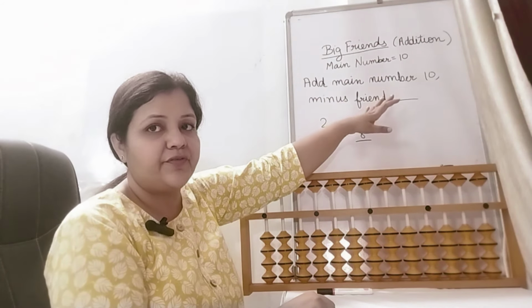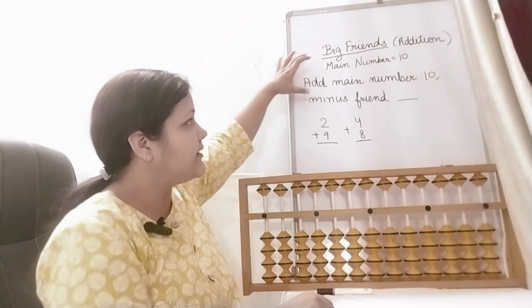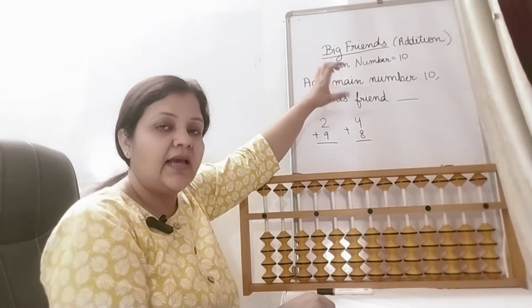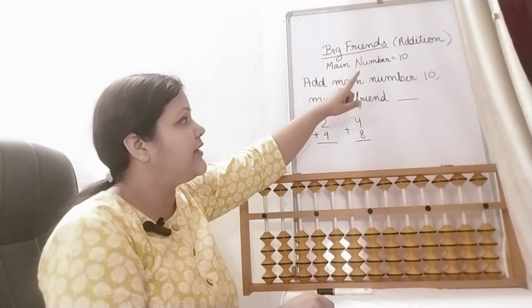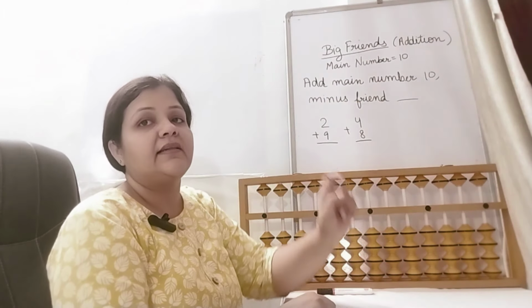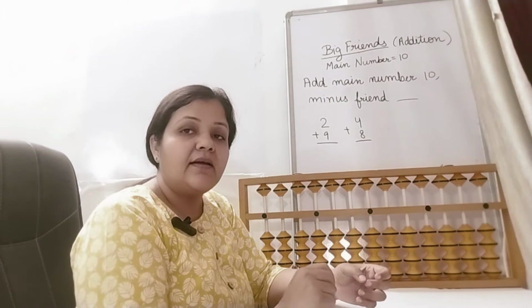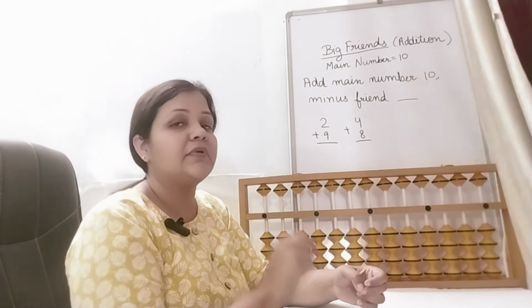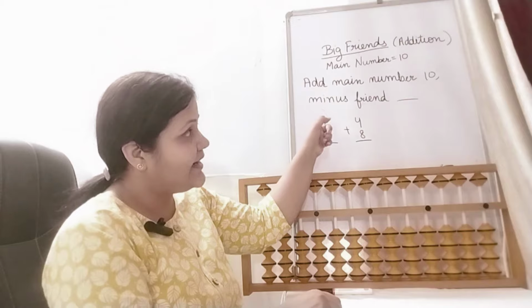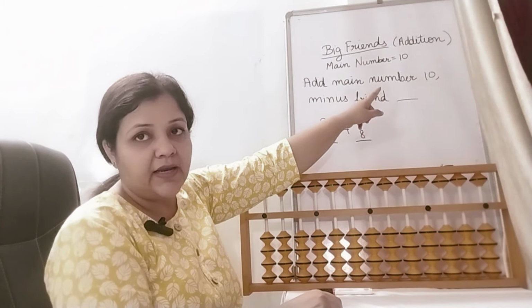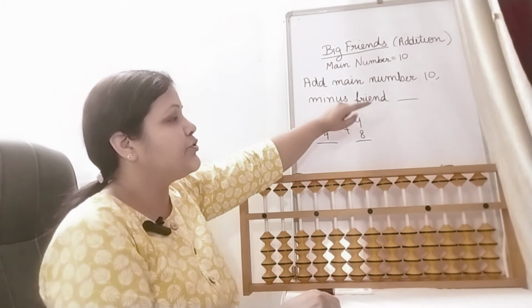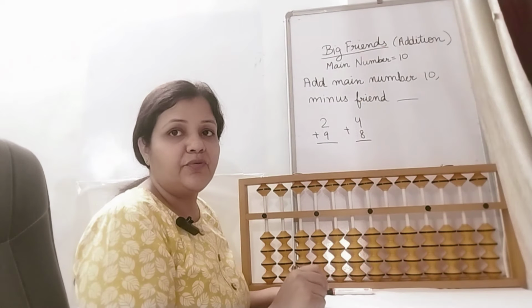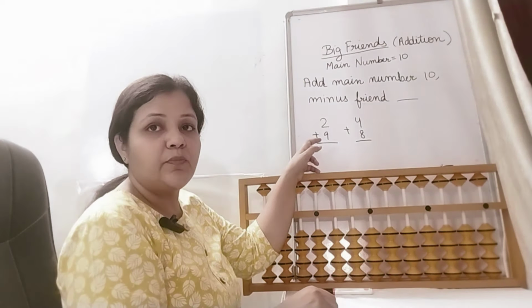We'll see different friends for different numbers, but the core formula is add main number 10. Whenever we are doing addition and we are using the big friend formula, we'll always add the number 10. Again the same thing: the sign of the operation and the sign of the main number should be same. If we are adding a number, our main number should be added and the sign of the friend should be reverse, that is minus. So let's try a few examples. First is 2 plus 9.